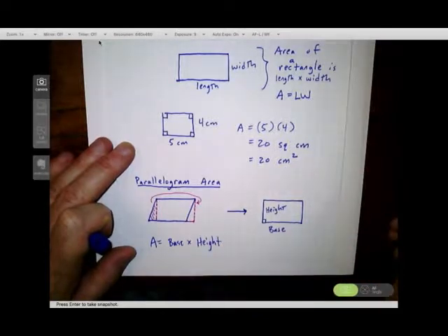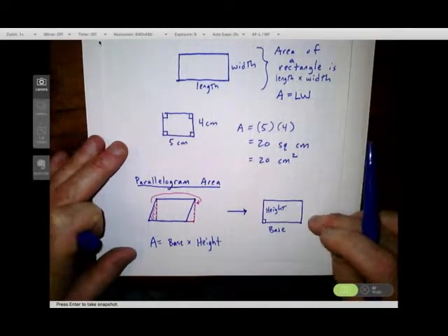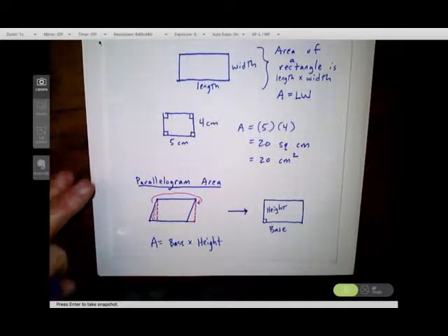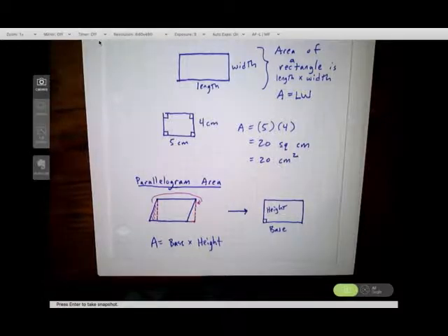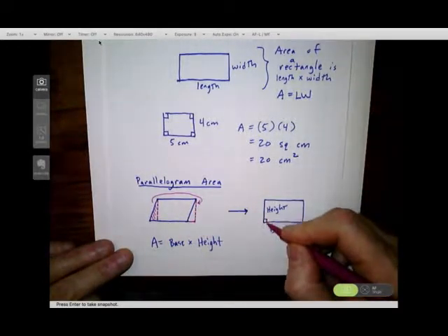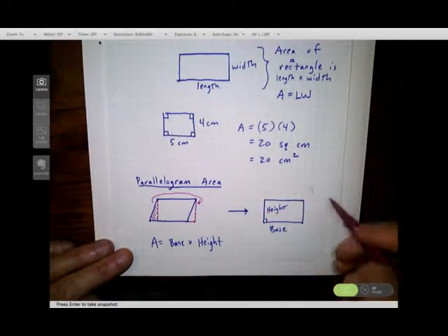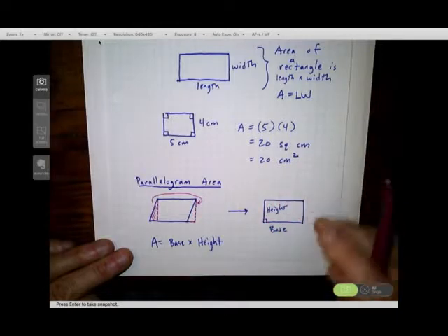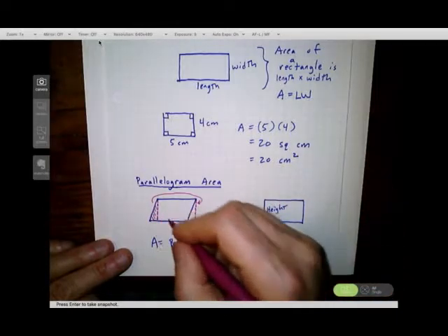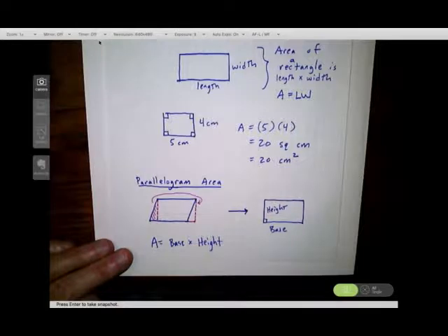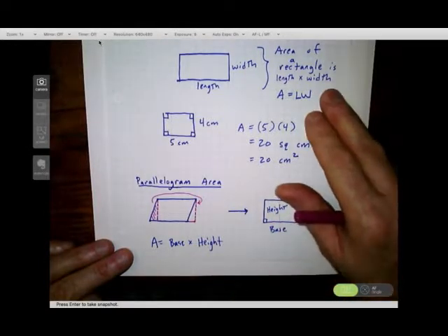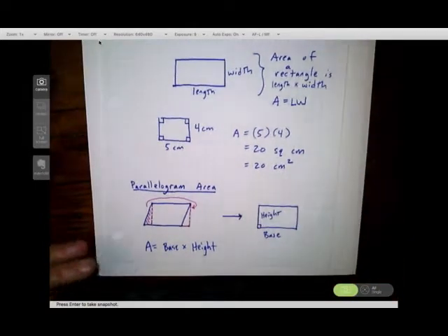So it's very easy to transform a parallelogram into a rectangle, and by doing that we know that the formula is the same thing, base times height. The thing you have to be very careful of though is you always want to use this 90-degree height. You don't want to use one of the sides over here. You want to use the perpendicular or 90-degree height when you find the area of a parallelogram, and I'll show you what that looks like here in just a second. Okay, so area of a parallelogram is basically the same as a rectangle, base times height. Just make sure you use the right numbers when you do that.